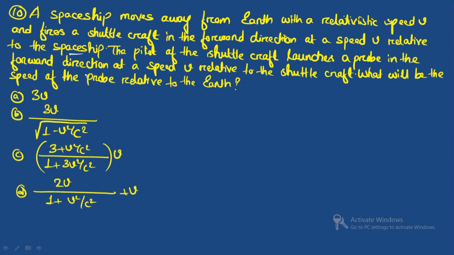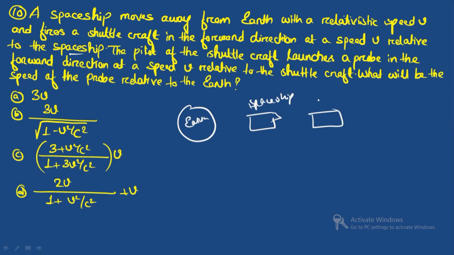So here you are having 4 things. You have an Earth, you have a spaceship, you have a shuttlecraft, and you have a probe. And relative velocity is given to you. Clear? So here you have an Earth, then you have a spaceship, then you have a shuttlecraft, and then it has a probe.